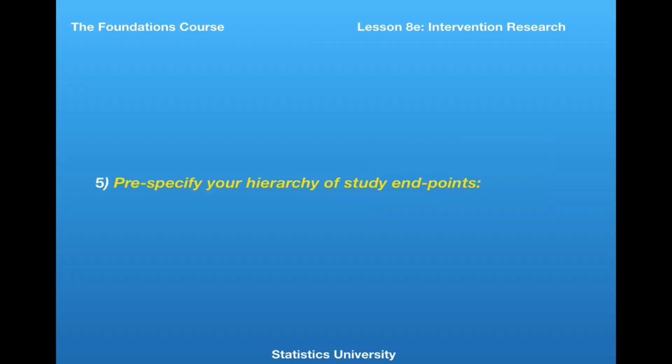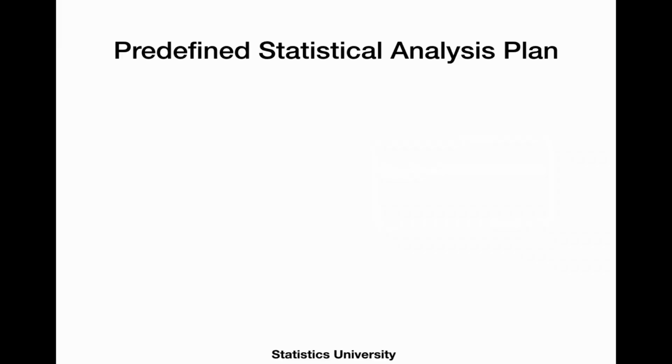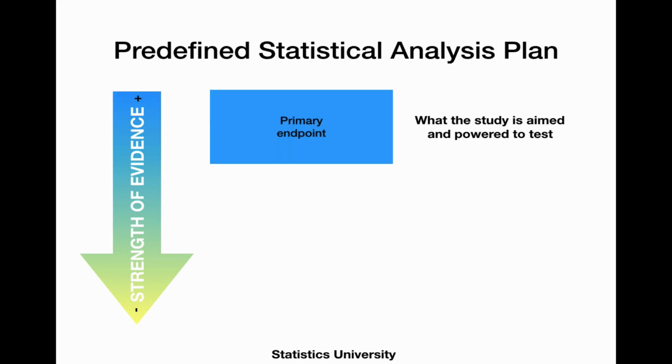Now, the fifth principle is to pre-specify your hierarchy of study endpoints. You should include in your predefined statistical analysis plan what your primary endpoint is, and this is what the study is aimed and powered to test, so it has the strongest evidence. An example for this could be median overall survival.